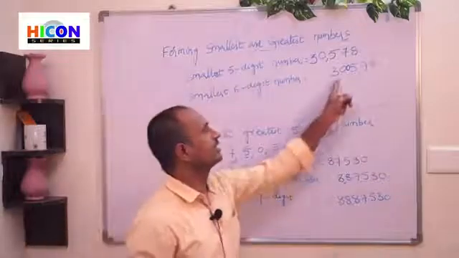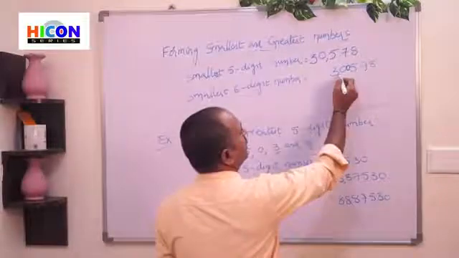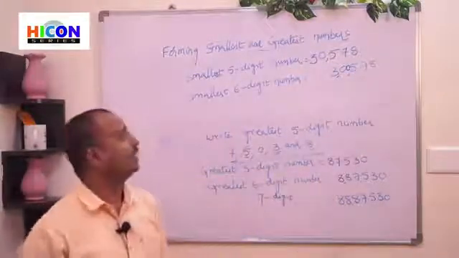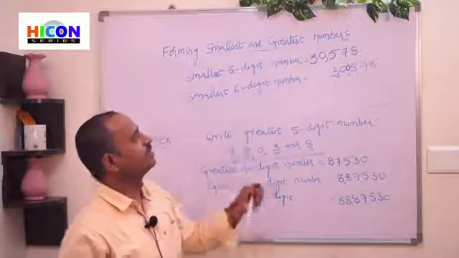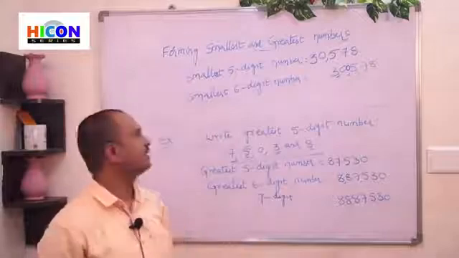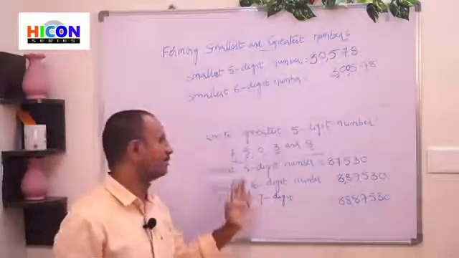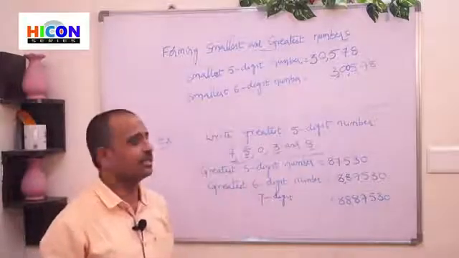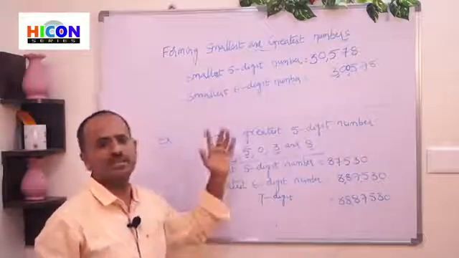So now it becomes a 6-digit number, and the number is 3,578. So this is the way to write the smallest 5-digit number. So children, in this way we can write the smallest and greatest numbers by using the given set of digits. Now let us practice some more problems on these smallest and greatest numbers in the exercise part.